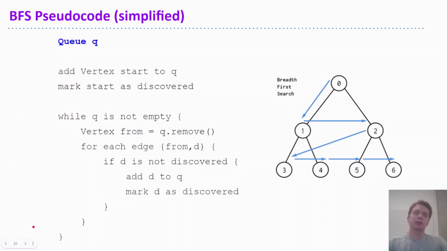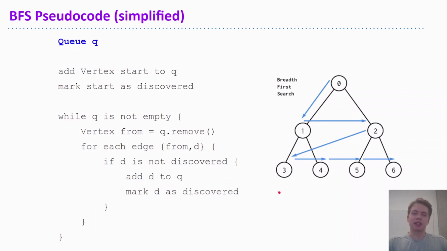And then we'll eventually explore all vertices that are connected to our start vertex by repeating this while loop until our queue of vertices is empty. So while it's not empty, we're going to remove and explore one vertex from our queue. And then for every edge that's connected from the vertex we just removed, as long as it's not discovered, we're going to add that vertex to the queue and then mark that node as discovered. And we're going to repeat this process until we've discovered all nodes.